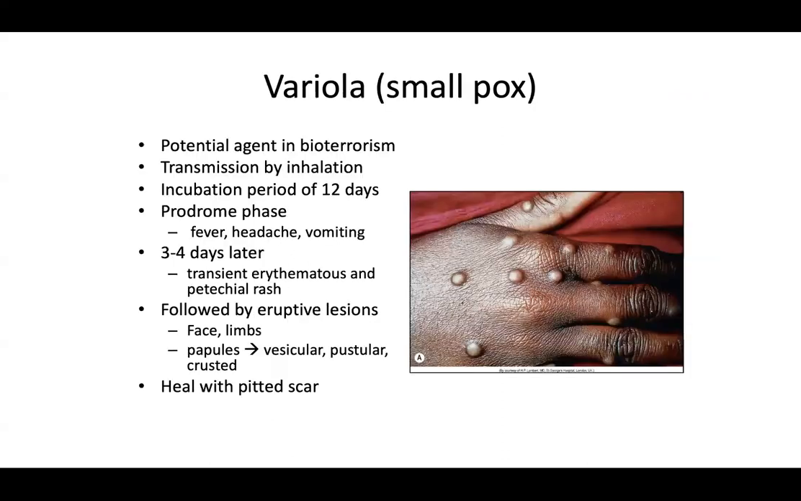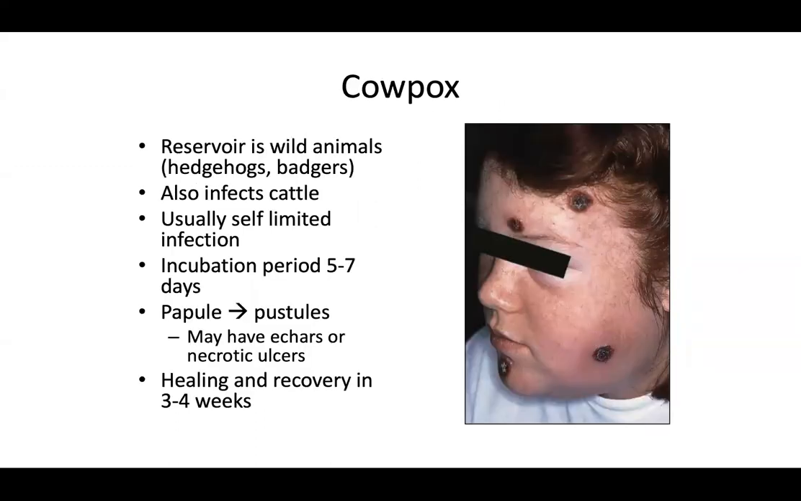Here's an example of variola or smallpox, potential agent in bioterrorism, transmission by inhalation, incubation period usually 12 days. There are different phases here. So the prodrome phase includes fever, headache, and vomiting. About 3 to 4 days later, you get a transient erythematous and petechial rash followed by eruptive lesions on the face and limbs, leading to papules, which turn into vesicles, pustules, and begin to crust over. They heal with a pitted scar, which shows you the depth of destruction within the skin.